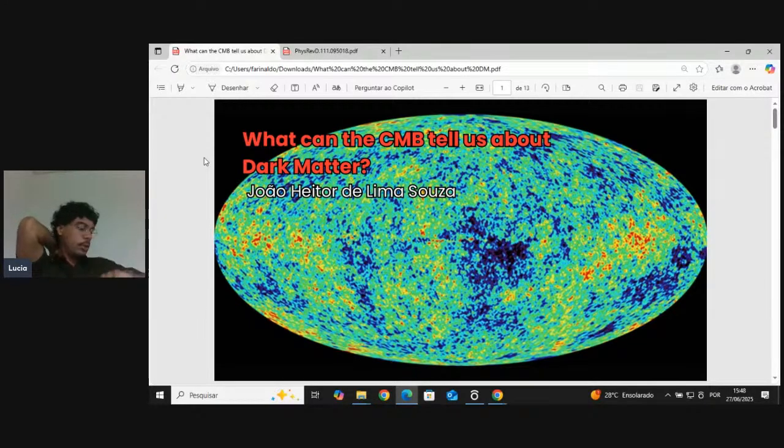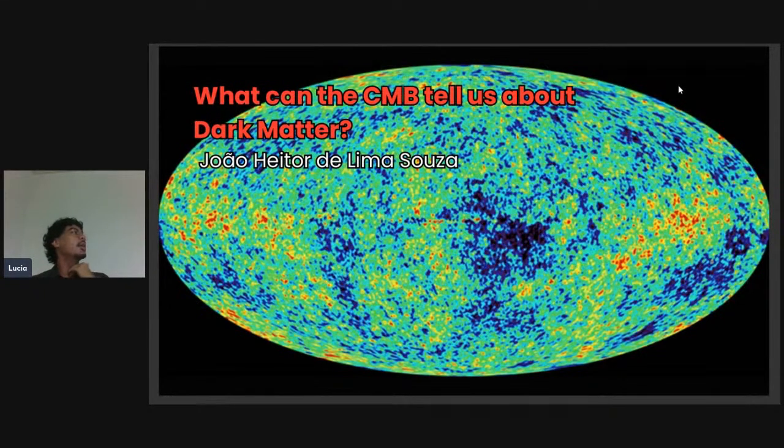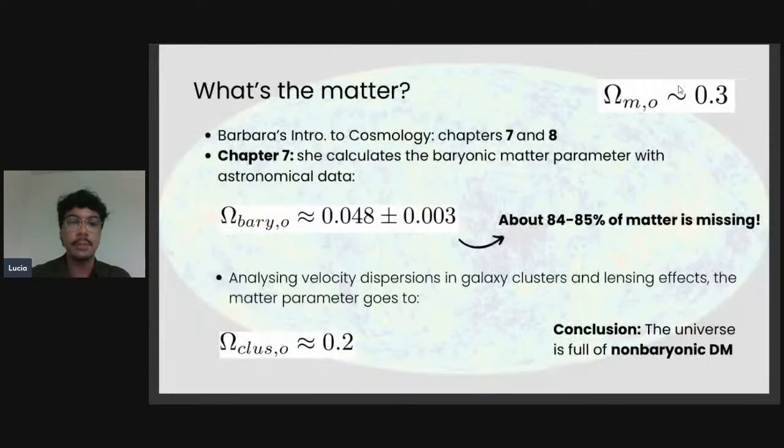So, hello everyone. Good afternoon. Today, my presentation is about what the CMB can tell us about dark matter. Actually, an introduction to this topic, more specifically about chapters 7 and 8 of Barbara's book on cosmology. This is actually a study report. I'm reporting what I've studied so far on this topic.